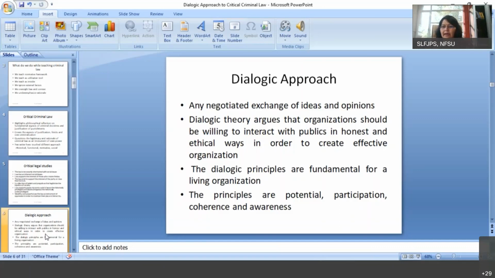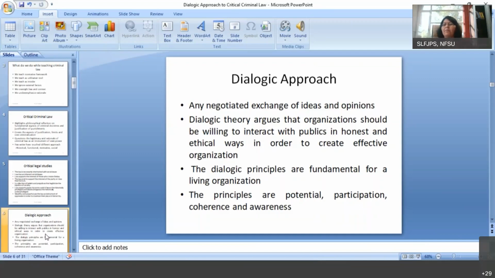So, as we all know, the dialogic principles are a core, or I would say the fundamental aspects, for any living organization. It could be your own family, it could be any organization, it could be any governance system. There should be dialogical principles deeply rooted in the functioning, if we really want to make the system sustainable, with long-lasting institutions.